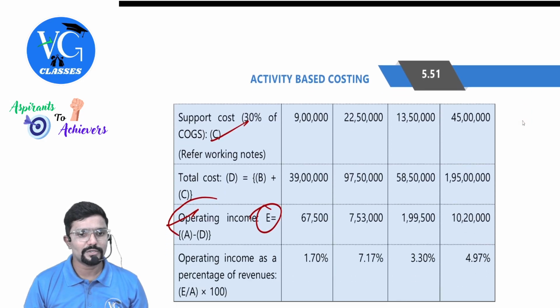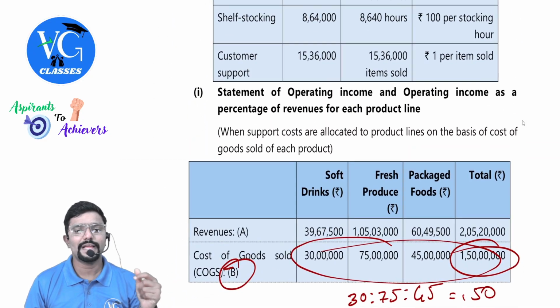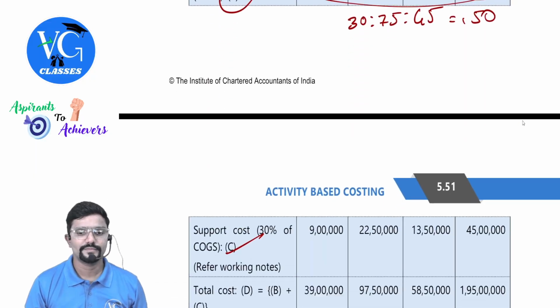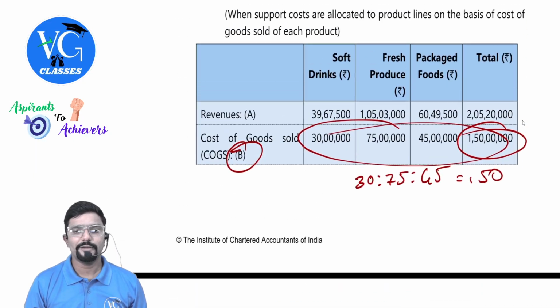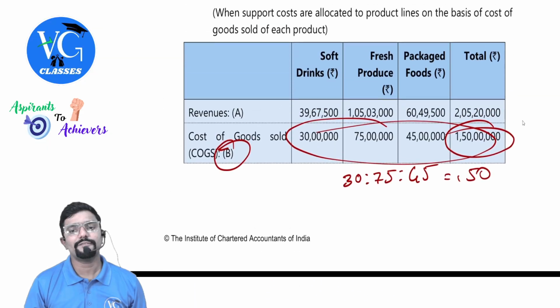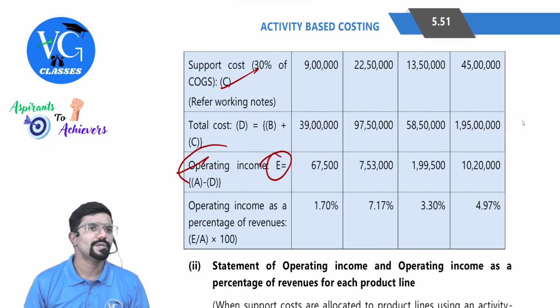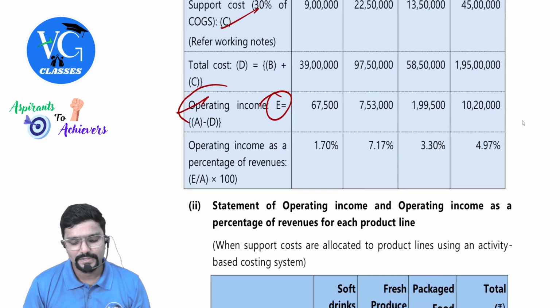So if I have to tell, what is the total support cost tax? 45 lakh, right? Yeah. 45 lakh into 30 by 150, 9 lakh. Divided by 30 into 75, 2250. Divided by 75 into 45, 13 lakh. You can do this way also, guys.